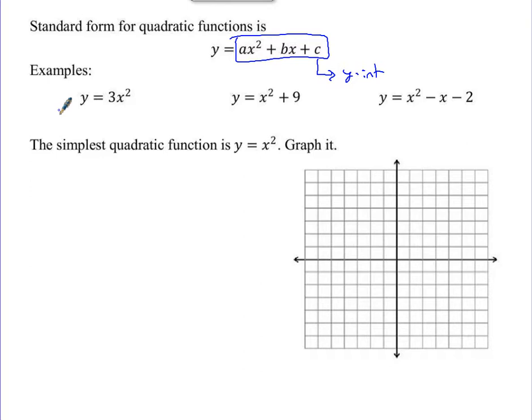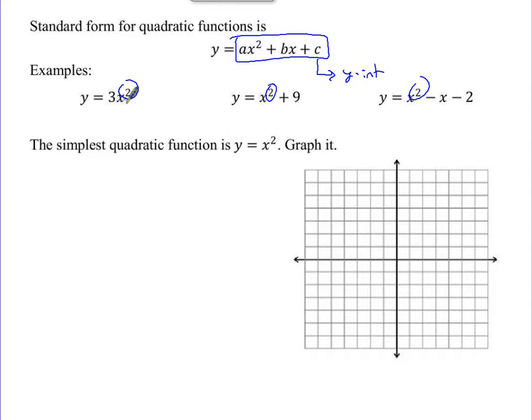Those are all quadratic functions that are in standard form. The reason that they're quadratic functions is because of this squared right there. They all have a squared term, which makes them a quadratic function. If that squared term was not there, then you'd have a linear function. It would form a line. But that squared term makes the parabola when you graph it.